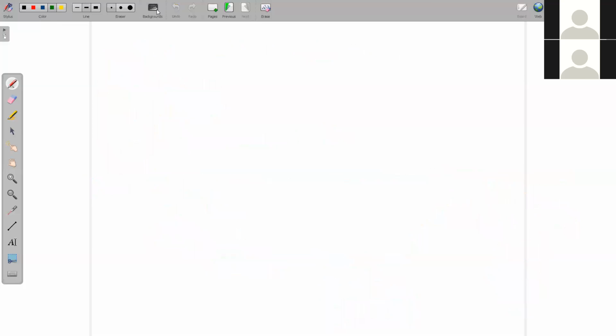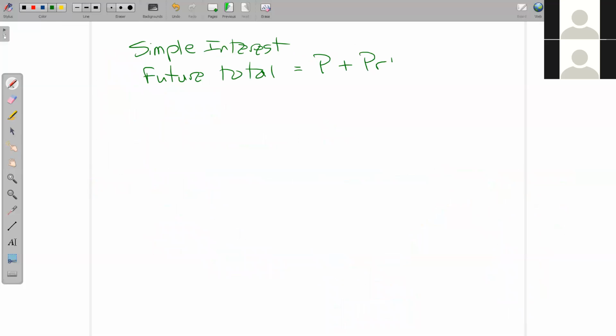New page. So for simple interest, looking at a future total, for any time period, the future total is going to be the principal plus the interest, and the interest is always PRT. So that's one way I can write my future total. But because we have this idea of factoring now, another way I can write it is P times parentheses 1 plus RT.